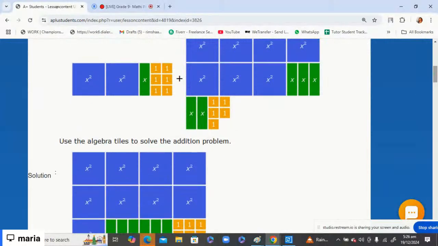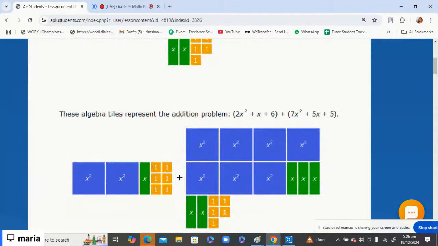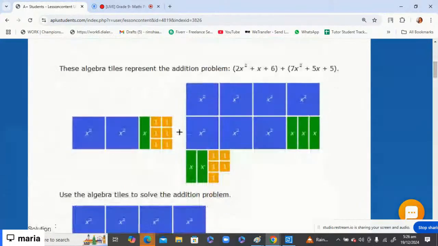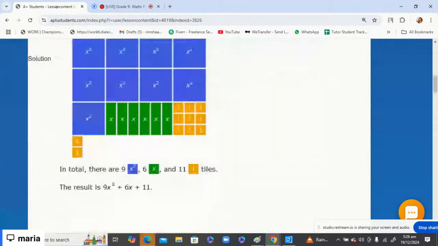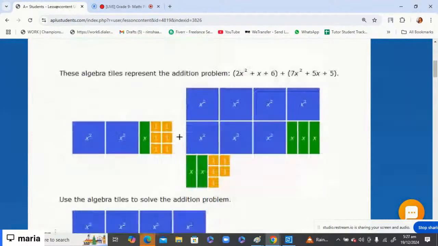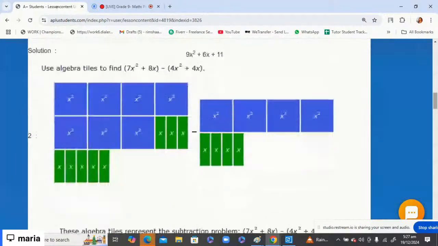Look at here, these x square terms. Here are two x squares and here are 1, 2, 3, 4, 5, 6, 7. So first of all we combine these 7 and 2, 9x square. Got it? Now how many x? 1, 2, 3, 4, 5, 6x in both of it. So just putting it out, plus 6x. And how many singles? It's 1, 2, 3, 4, 5, 6, 7, 8, 9, 10 and 11. It's 11. Okay, 9x square plus 6x plus 11.